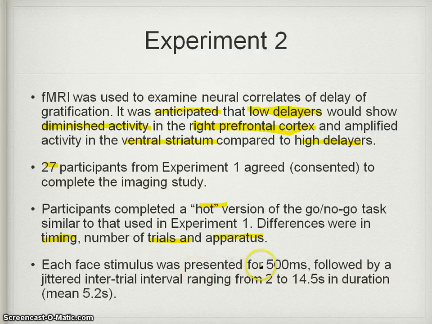Each face stimulus was presented for half a second, 500 milliseconds, followed by a jittered intertrial interval ranging from 2 to 14.5 seconds in duration. That just means the time between the different pictures isn't predictable. You could be waiting for the next photo for 14 seconds sometimes. Is it going to be a happy face? Is it going to be a fearful face? You're waiting and waiting and waiting. Or it could be as quick as 2 seconds. But as a mean, it was 5.5 seconds they had to wait.